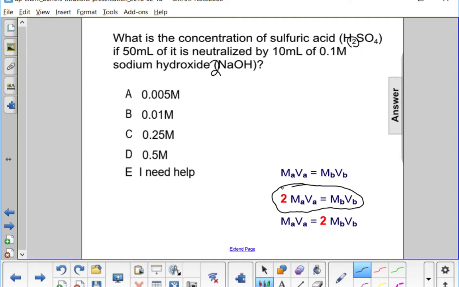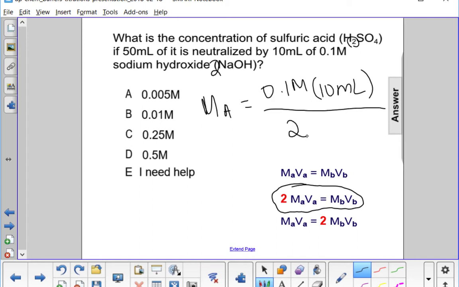So, let's see. We're looking for the concentration of the sulfuric acid, which is MA. So, MB, 0.1 molar, VB, 10 milliliters, over 2 times the volume of the acid, which is 50 milliliters. When we do that, we get 0.01 molar, which is answer choice B.